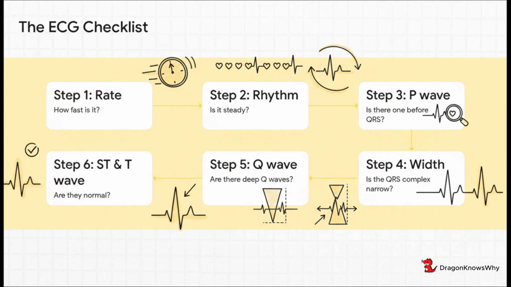So what do all those letters even stand for? It's a simple 6-step process. Let's walk through it. The first R is for rate. Simple question. How fast is it? The second R is for rhythm. Is it steady? Then you've got P for the P wave. Key question here, is there a P wave before every single QRS? Then W is for width. How wide is that QRS complex? Q is for Q waves. And finally, you lump the last two together, ST and T for the ST segment and the T wave. See? This checklist takes a totally confusing line and turns it into a set of clear, totally answerable questions.